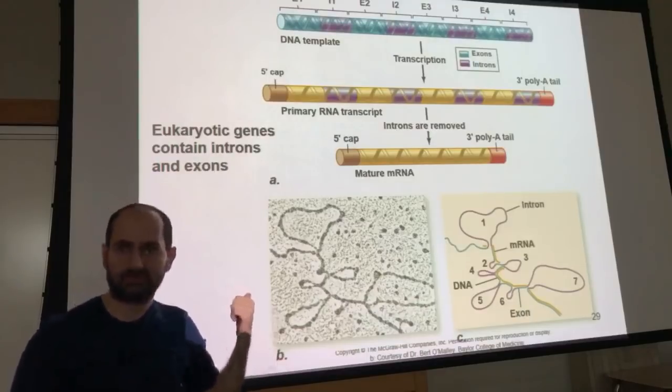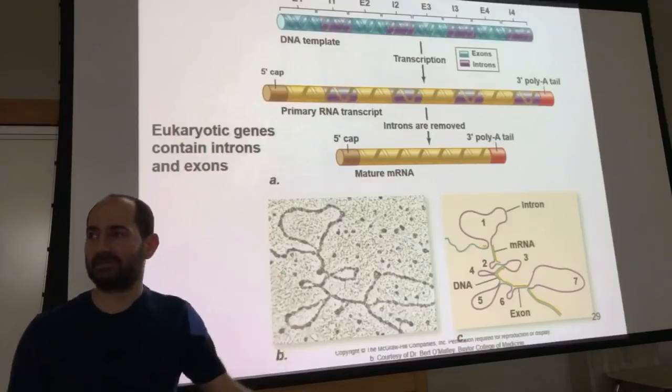Can prokaryotes do alternative splicing? No, because they don't do splicing, period. Right, does that make sense?